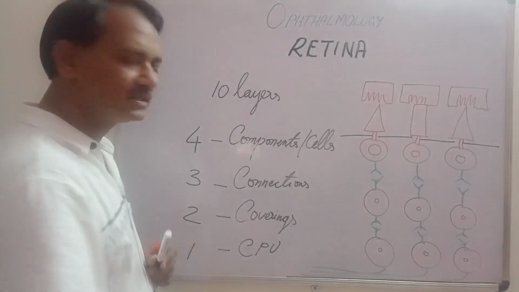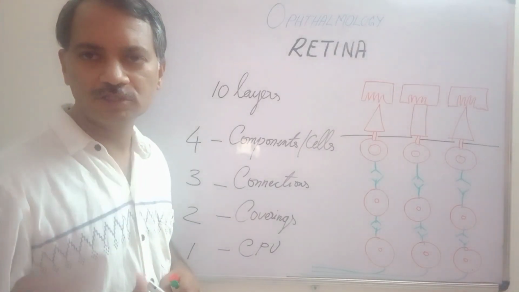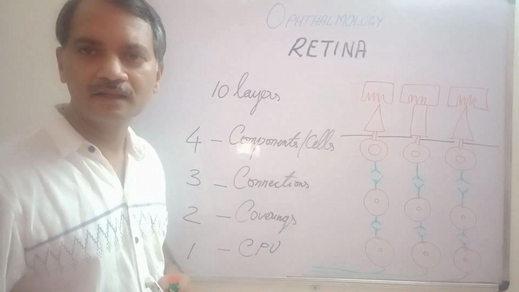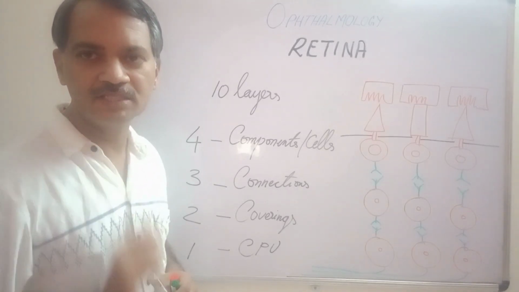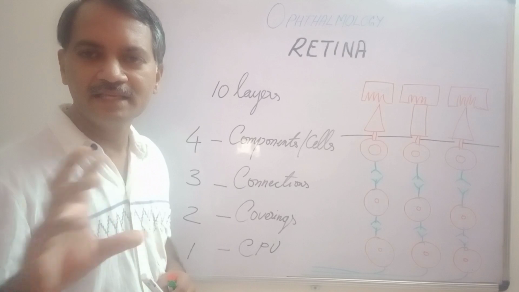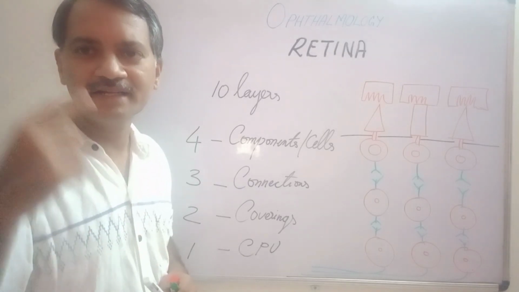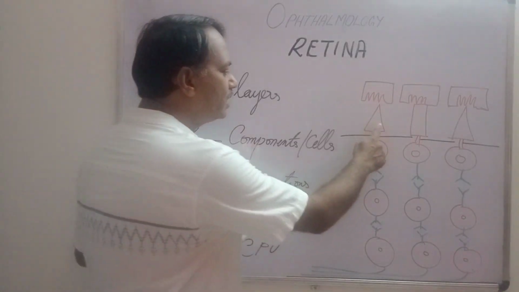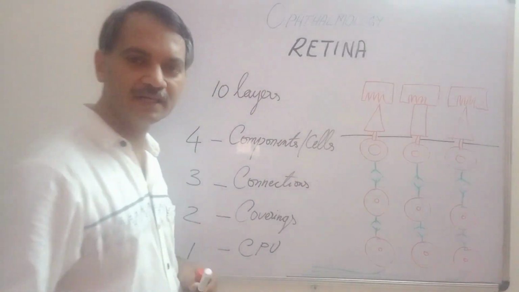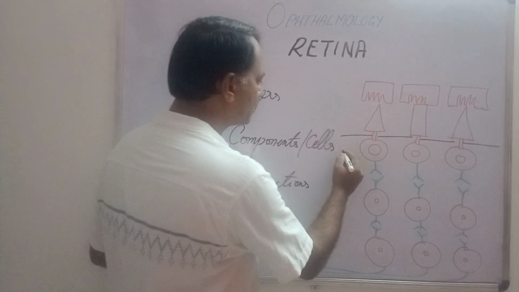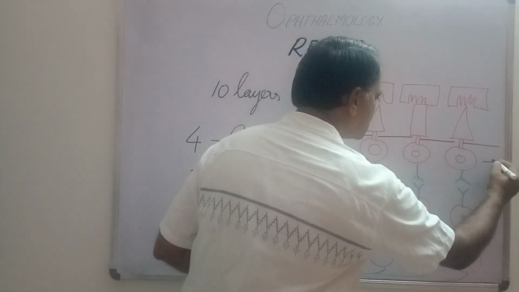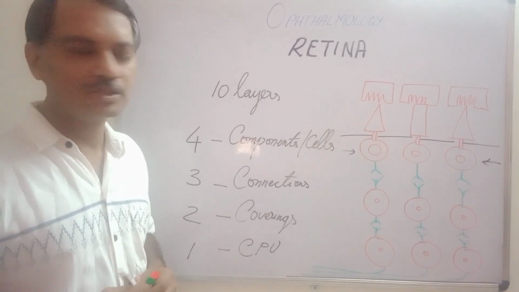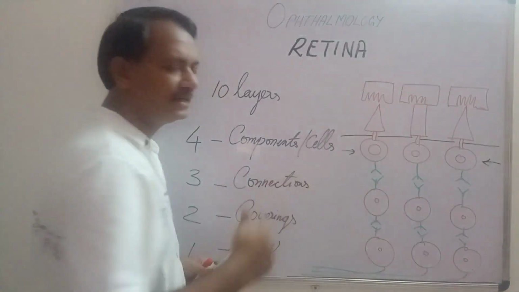The fourth one is the central processing unit of the retina. What is the central processing unit? That is the brain of this retina, where things are initiated to give us a good vision. So that is the nucleus of the rods and cones. The nucleus of these rods and cones is called the central processing unit of the retina. So there are 10 layers in this retina.